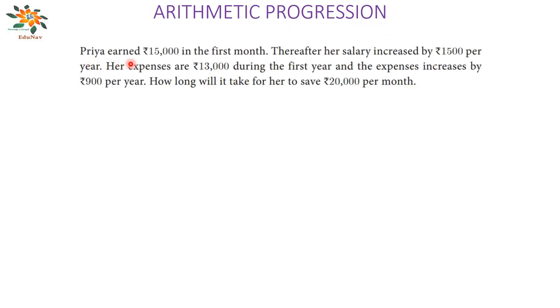Dear students, in this session we shall work one problem based on arithmetic progression. Priya earned rupees 15,000 in the first month. Thereafter, her salary increased by rupees 1,500 per year. Her expenses are rupees 13,000 during the first year and the expenses increase by rupees 900 per year. How long will it take for her to save rupees 20,000 per month?